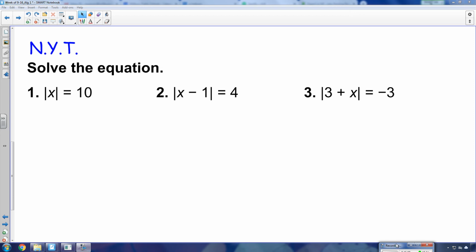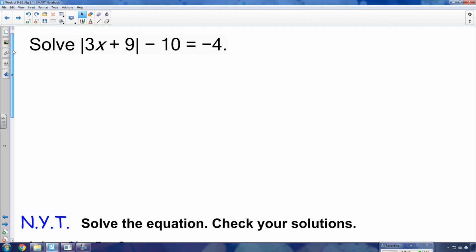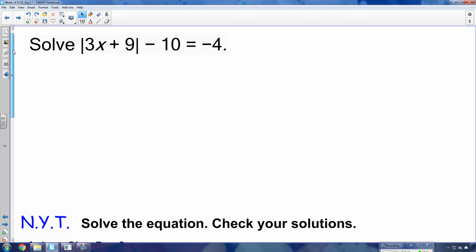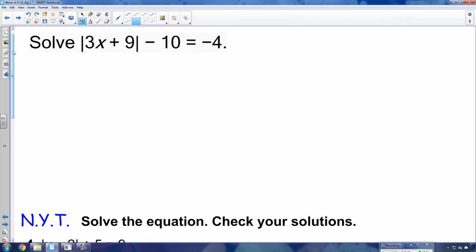So finally, we're going to just do a couple more examples. This is really all I've got for you, just a couple more examples. So I want to try this problem. There's something outside the absolute value. I cannot split this right now. I cannot split it until I add the 10 to both sides and I've isolated the absolute value. So now I have the absolute value of 3x plus 9 is 6.